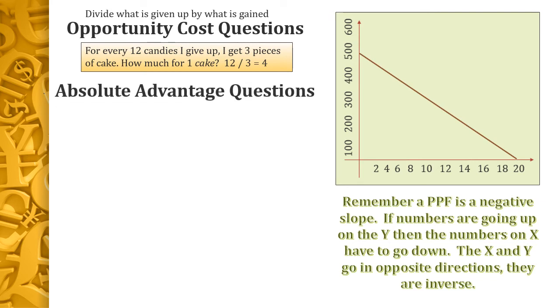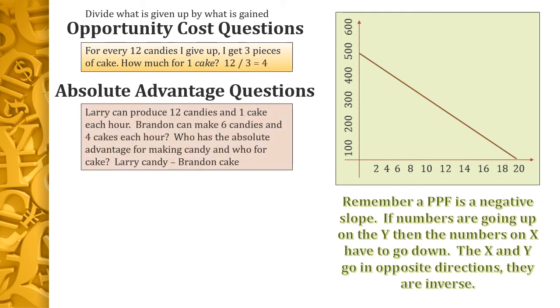Then there are absolute advantage questions. And remember, absolute advantage is simply looking at who can make more. Whoever makes more has the absolute advantage. So in a question like this, we're comparing Larry and Brandon. Here the important thing is to remember who makes the most. Larry can make 12 candies and Brandon can make 6 candies. Well, that means Larry makes more, so he's got an absolute advantage in making candies. But when it comes to cakes, Larry can only make 1 cake and Brandon can make 4 cakes in the hour.